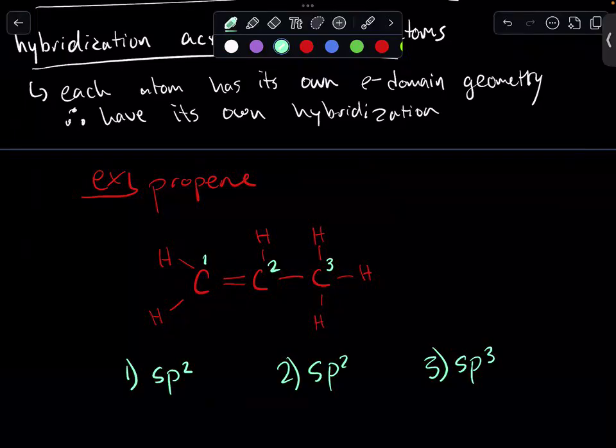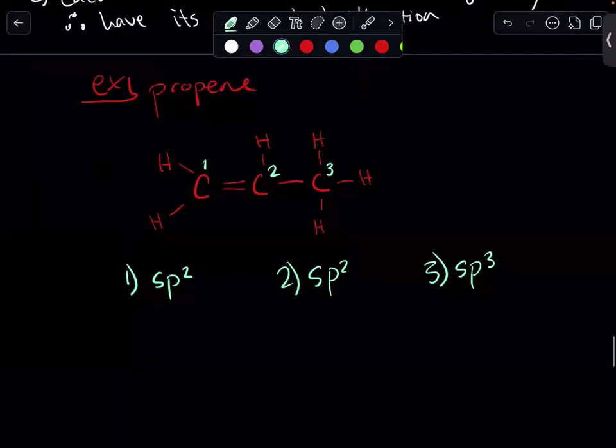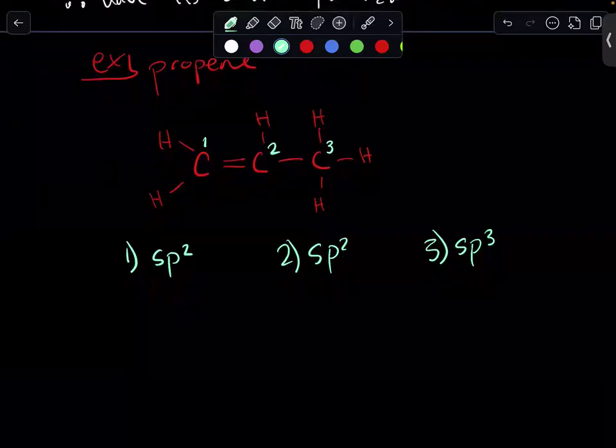And that's how you do it. You just understand that there's going to be different hybridizations across different atoms. And that's all right, because each atom is going to do its own thing with its orbitals to get the bonds it needs to do.